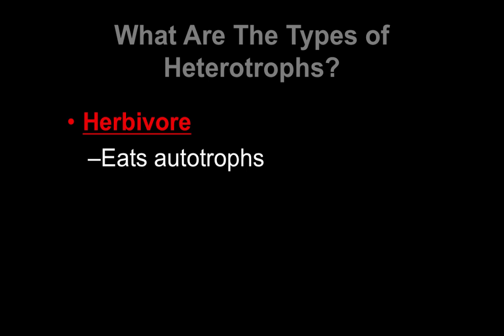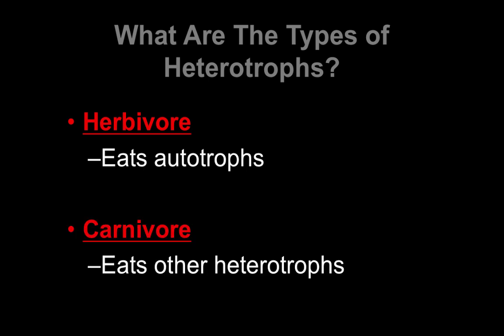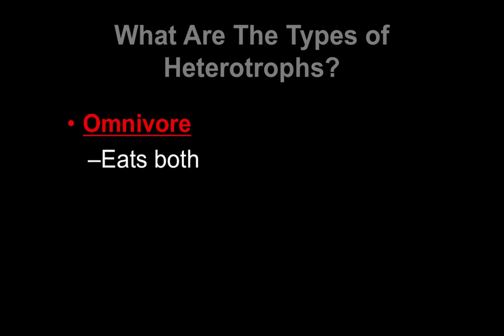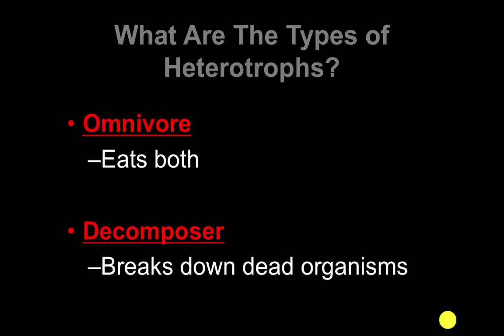Now, there are a number of types of heterotrophs based on what they eat. So we have herbivores that eat autotrophs, kind of like cows eat grass. Carnivores eat other heterotrophs. Omnivores eat both, so for example, human beings. And decomposers are those that break down dead organisms.